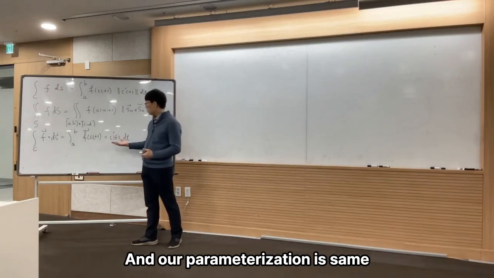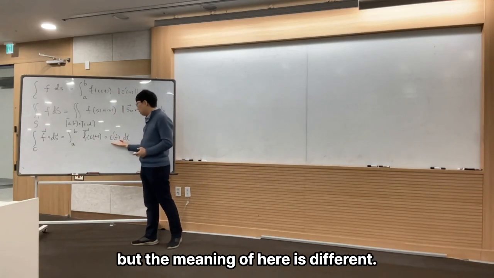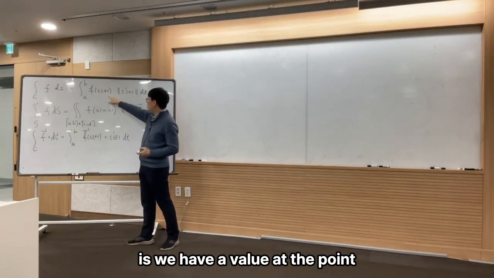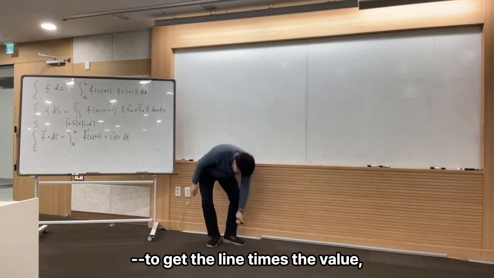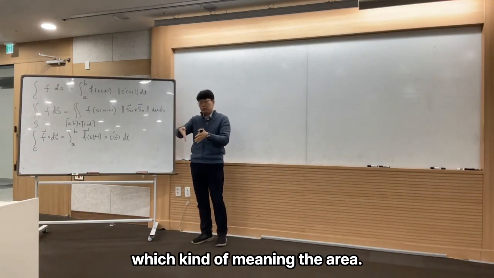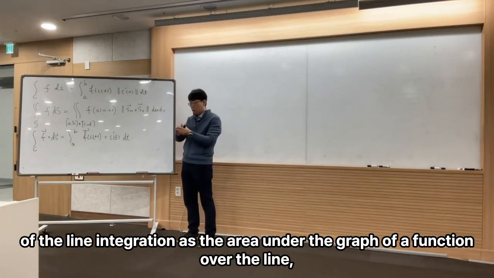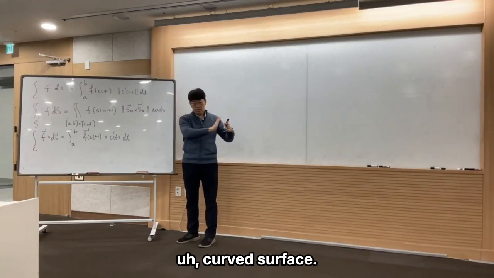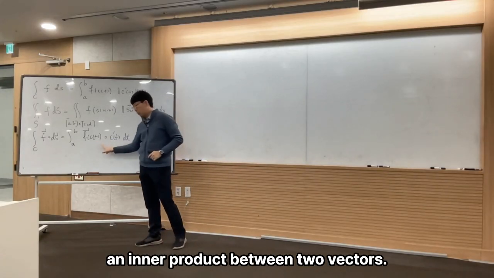And our parameterization is the same as the line integration above, but the meaning here is different. Here, what we are doing is we have a value at the point and we are multiplying the small line segment of the curve to get the line times the value, which kind of means the area. So we talked about the meaning of the line integration as the area under the graph of a function over the line. So it's kind of an area of a curved surface. But here we are taking an inner product between two vectors.